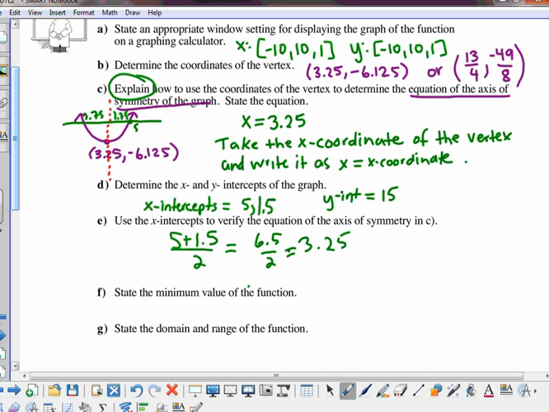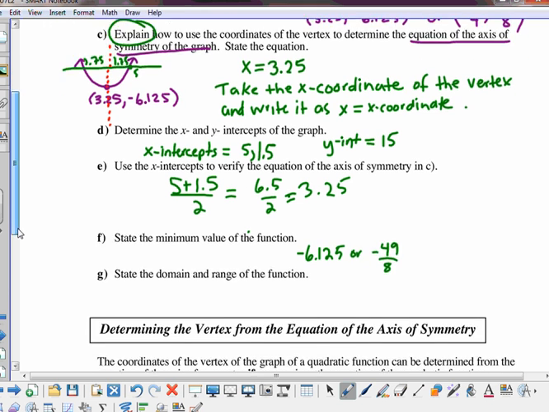Okay? State the minimum value. What's the minimum value in this graph? What was the minimum value? So how low did this graph go? Yeah. Or you could have also written negative 49/8, if there's a fraction. So the minimum value is just the y value.